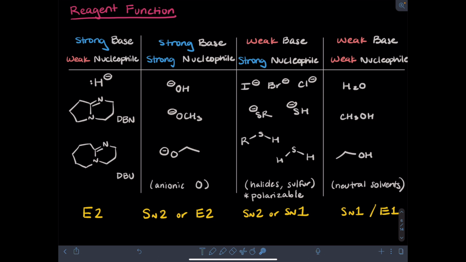Our last category is reagents that are both weak bases and weak nucleophiles, and these will tend to be neutral solvent molecules involving OH bonds. Reagents that are weak bases or weak nucleophiles will favor the SN1 and E1 mechanisms.